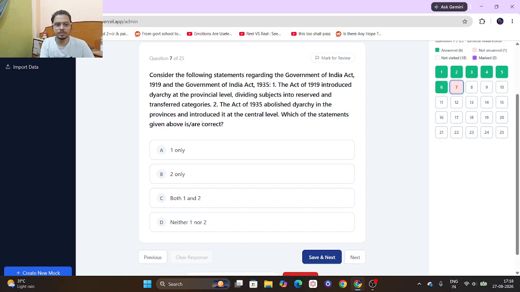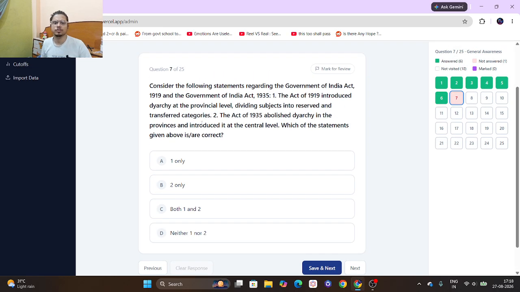Next. Consider the following regarding the Government of India Act 1919 and the Government of India Act 1935. The 1919 Act introduced diarchy at the provincial level, dividing subjects into reserved and transferred categories. Yes. 1935 introduced it at the central level. The 1935 Act abolished diarchy in the provinces and introduced it at the centre. Yes. Both are correct.